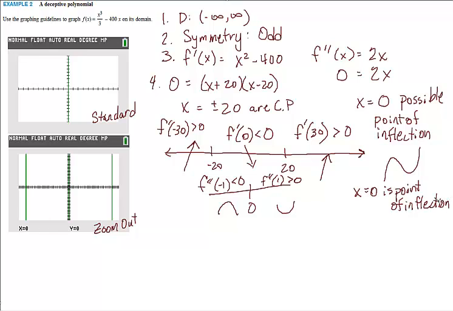Now, what's up on my list of intervals of increasing and decreasing? Let's write that out. That was number 5, increasing from negative infinity all the way up to negative 20, and from 20 all the way to infinity. Then decreasing from negative 20 to 20.